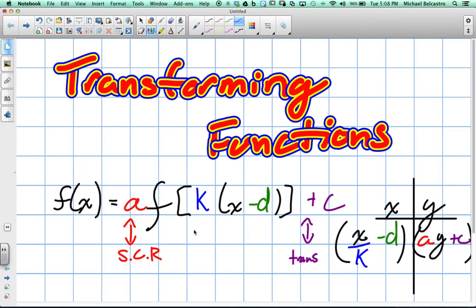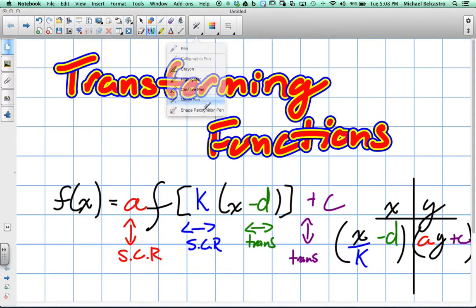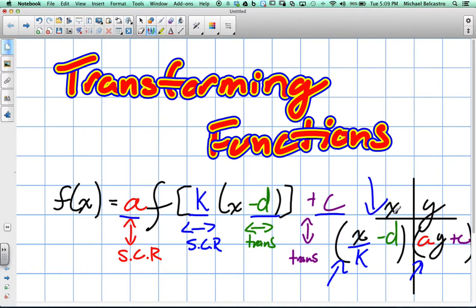The k value, okay, does horizontal stretches, compressions, and reflections. Okay, and the d value does horizontal translations. So with all that information, we can actually apply it directly to a coordinate. Okay, so depending on whether we have an a, k, d, or c, we can directly apply them to some coordinates, so some x, y value.